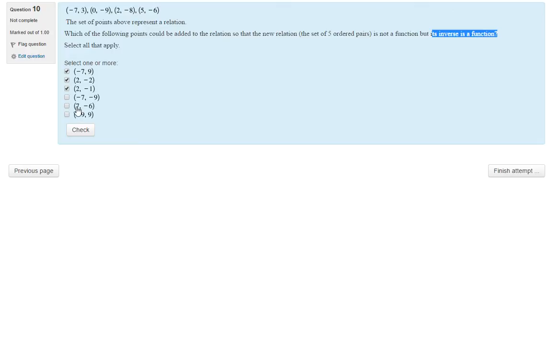Next one, 7 is different than each of the x values, and -6 is not. So that means the relation would be a function, but the inverse would not, and that's the opposite of what we want. So that one fails. And then finally, -9, 9 fails because in this case, the x value is different than each of the original x values, and so is the y value different than each of the original y values. So both the relation and its inverse would be functions, which is not what we want. So these are our answers.